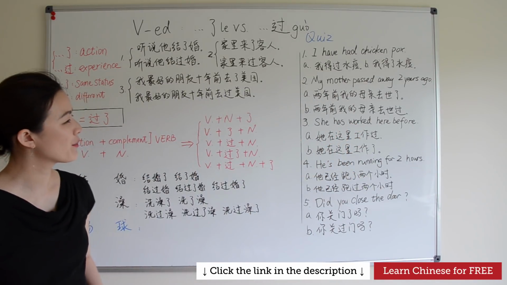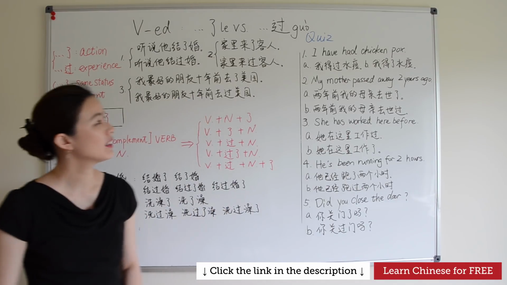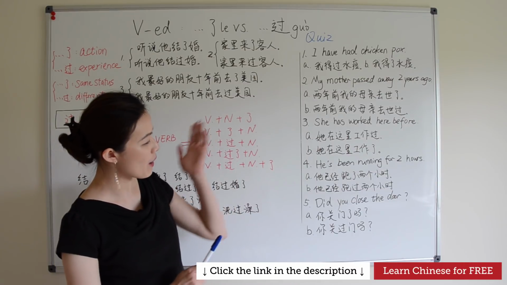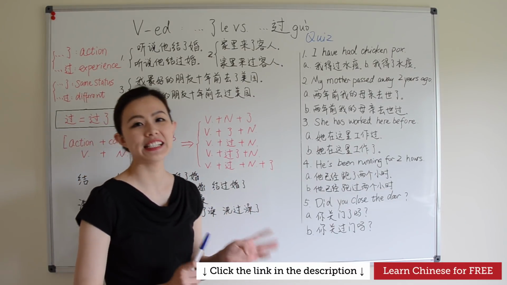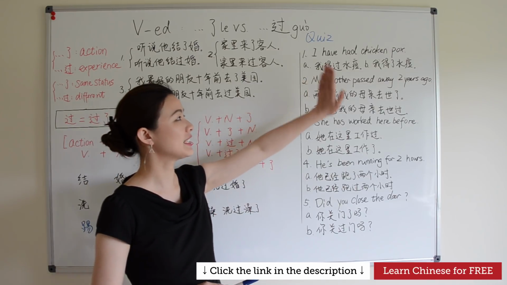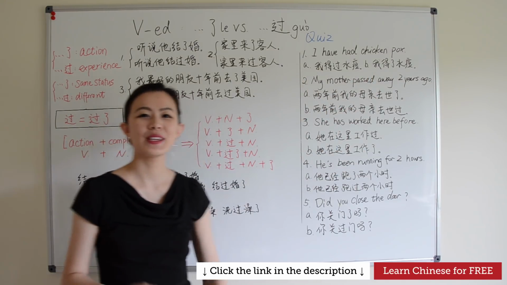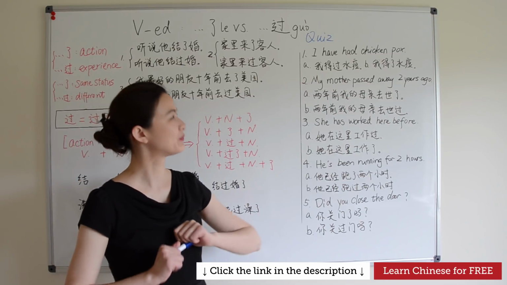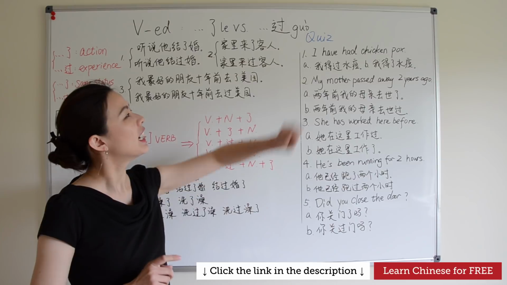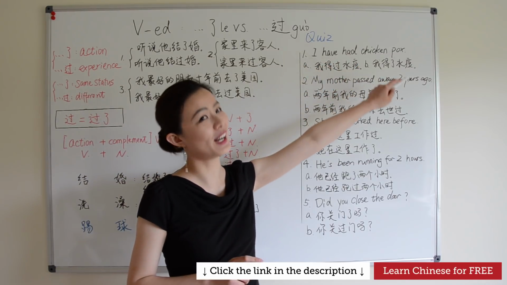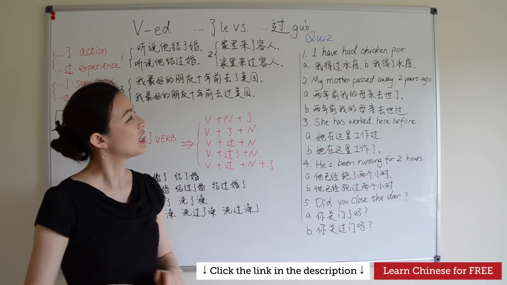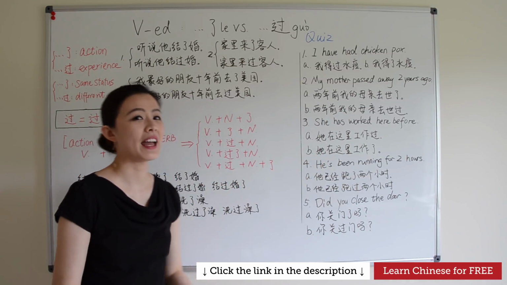Okay, we have more exercises in the quiz section. In today's quiz section, I have 5 English sentences, and I'd like you to tell me if A sentence or B sentence would be a better translation for the English. Let's take a look together. 第一个, the first one, I have had chicken pox. It's an experience. I have had that.